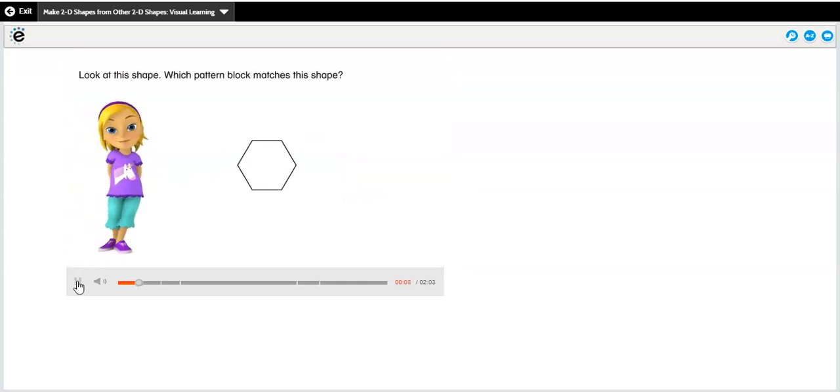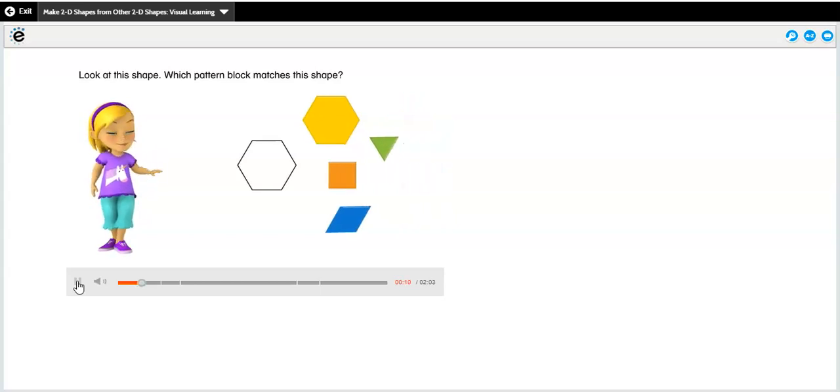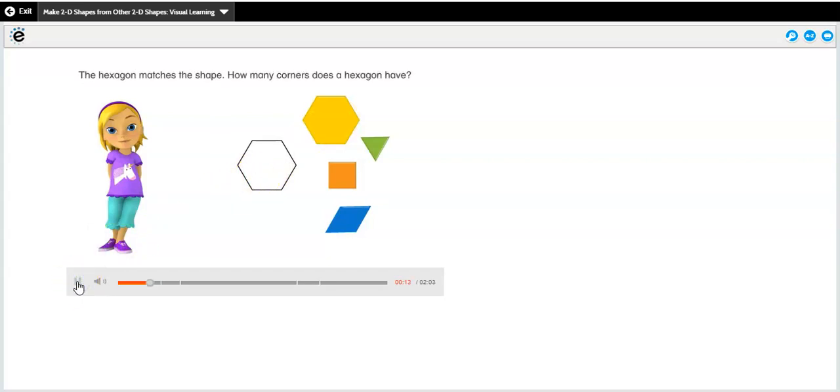Look at this shape. Which pattern block matches this shape? Okay, so we're looking at this shape right here, the black shape. Which pattern block matches this shape? So it would fit perfectly inside. Looks like this pattern block would fit perfectly inside. The hexagon matches the shape.